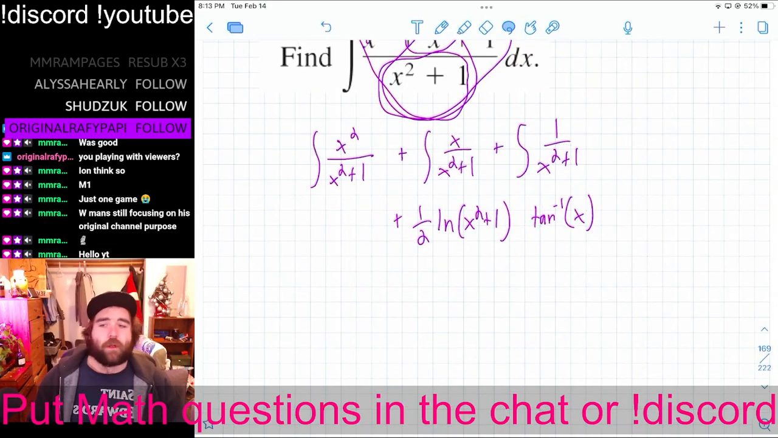Now the first one, that's going to take some more thinking, at least for me. Because if we made x squared plus 1 the u, then we'd still get the du with the x squared. Which ain't the end of the world.